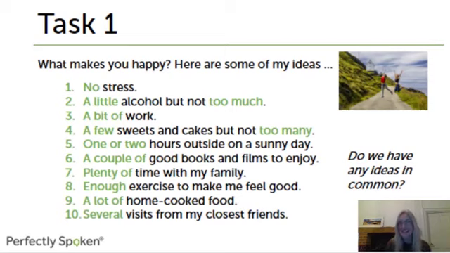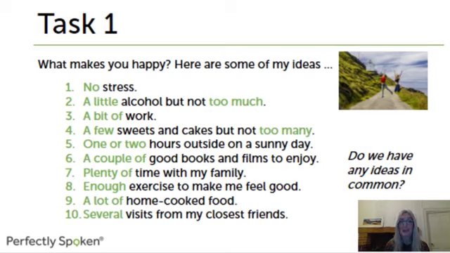Number two, a little bit of alcohol, but not too much. Number three, a bit of work. Number four, a few sweets and cakes, but not too many. Number five, 1 or 2 hours outside on a sunny day. Number six, a couple of good books and films to enjoy.